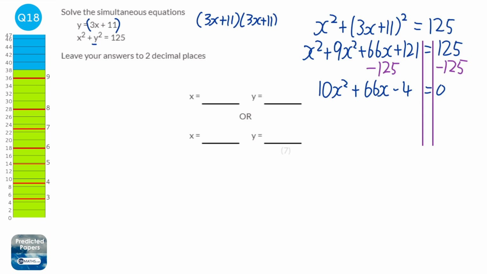Now it says it wants our answers to 2 decimal places, so chances are these won't factorise nicely, so we're going to be using the quadratic formula. And so we need to find out what a, b and c are. So a is the number before the x squared, the coefficient of the x squared, which is 10. b is the coefficient of the x, which is 66. And c is the number on its own at the end, which is minus 4.